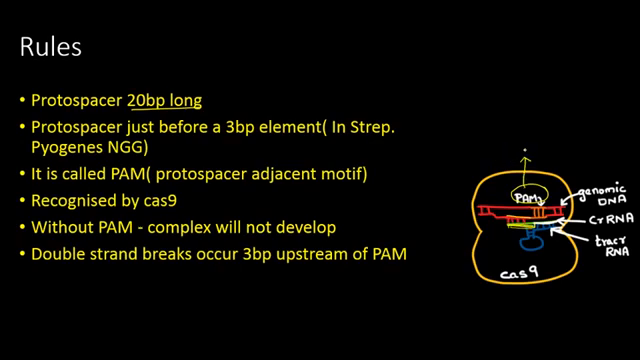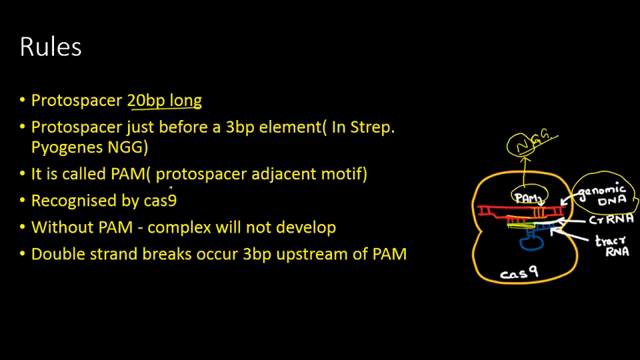CRISPR experiments, is always NGG, where N stands for any nucleotide and G for guanine. So the PAM in Streptococcus pyogenes is NGG, and only if that is present can this Cas9 go and attach to the genomic DNA, right?